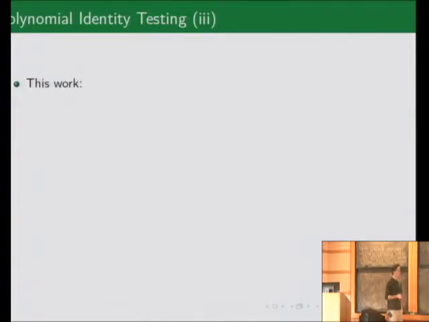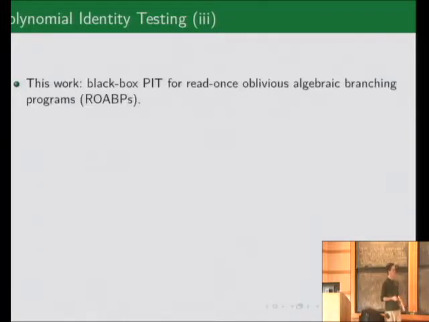OK, so as I mentioned, this work is about black box PIT of these read-once oblivious algebraic branching programs, which is a bit of a mouthful. I'll say ROABP, which is still a mouthful.